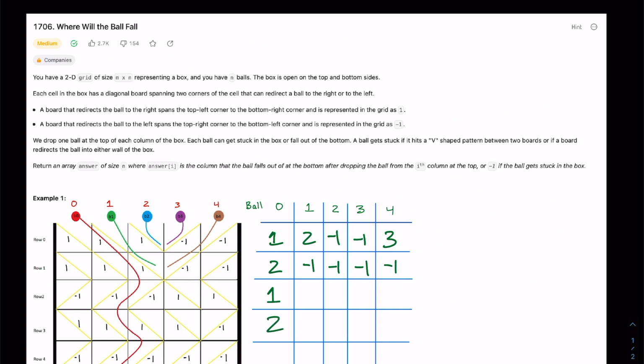And then we do the last row at 0, 1, 2. It's a -1, so it becomes 2 minus 1, which is 1. The rest of these are -1. And that's the solution.